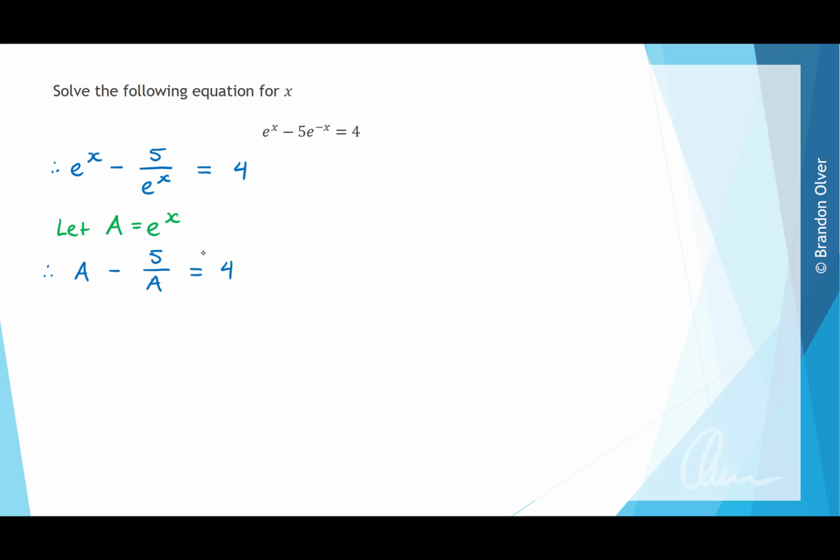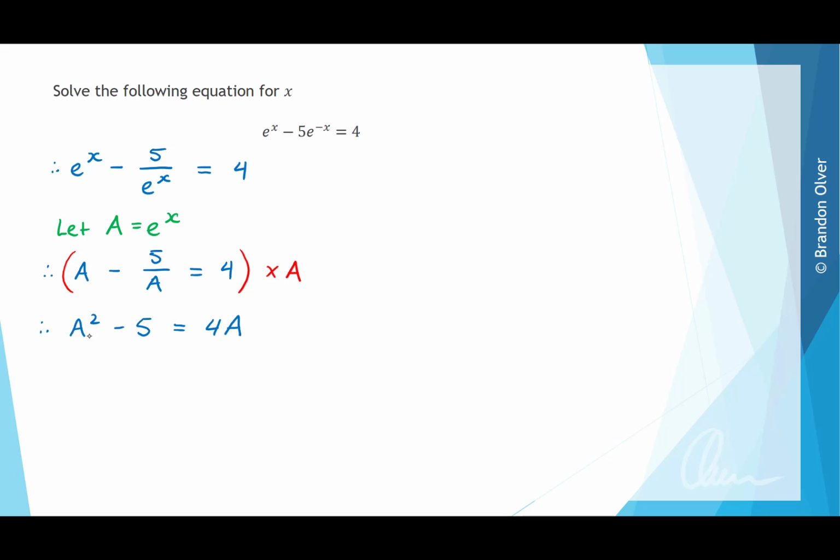And now whenever we solve equations by hand, one of the things we generally like to do is have all the pronumerals on the one line. So I'm going to multiply every term by a, and this will give us a squared minus 5, because we have minus 5 on a times a is just minus 5, is equal to 4a. Now hopefully you can recognise that this is a quadratic that was hidden in our original exponential equation.